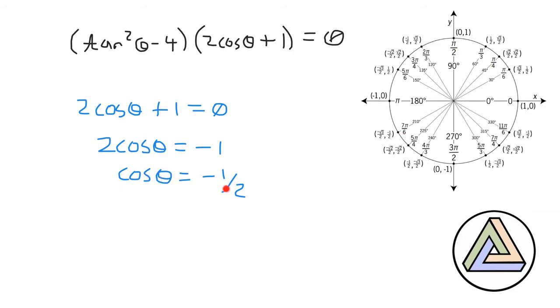So we're looking for angles that have an x-coordinate of negative 1/2. Clearly we're not going to be in quadrant 1 or 4, we're going to be over here. So we're definitely looking at 2 pi over 3, and we're looking at 4 pi over 3. So theta equals 2 pi over 3 and 4 pi over 3.